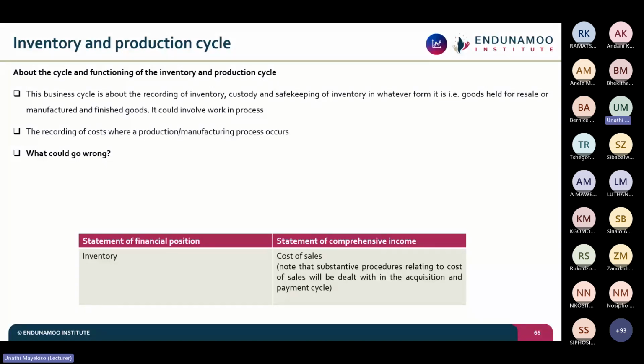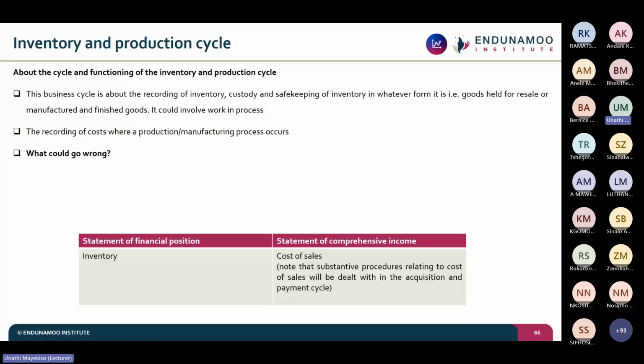Also thinking constantly, from a risk assessment perspective, of what could go wrong. On your financial position side, you're sitting with inventory, which links back to an account balance. So when you're thinking of what could go wrong, you're looking at risks that relate to your account balances. And then from the statement of profit or loss, because cost of sales sits in the statement of profit or loss.